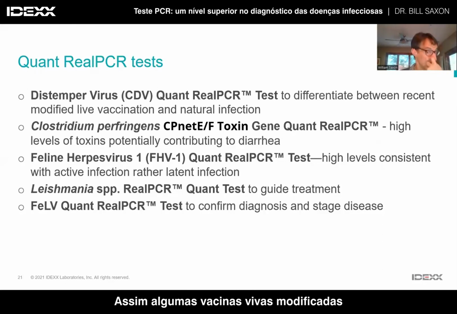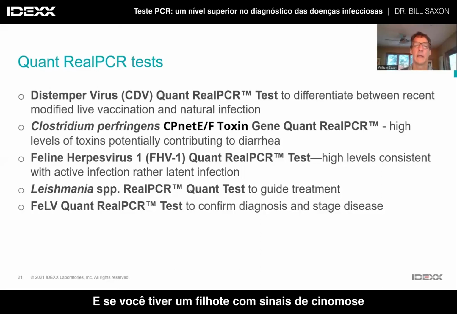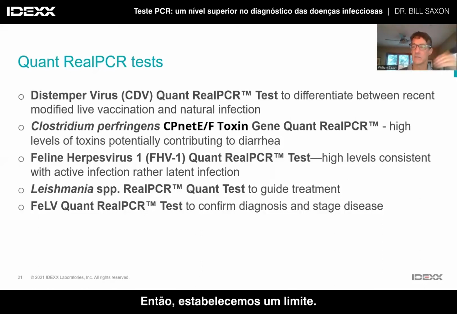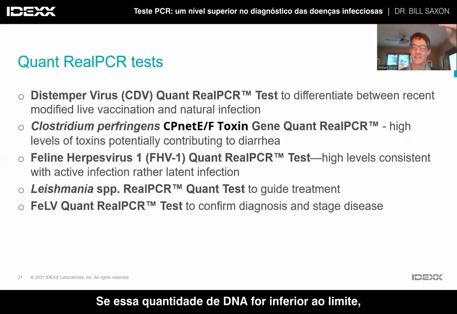Some modified live vaccines will be detected by PCR. If you have, say, a puppy that has signs of distemper and is also being vaccinated for distemper, and you want to know if you have actual distemper disease or not, you could run a quantitative PCR. Above a certain cutoff, you would be thinking, oh yeah, active disease. Vaccine levels are lower than infective levels. So we establish a threshold, and if that puppy has an amount of DNA copies above the threshold, that dog has distemper. If the DNA amount is lower than the threshold, that is due to vaccine. So it can be very helpful.